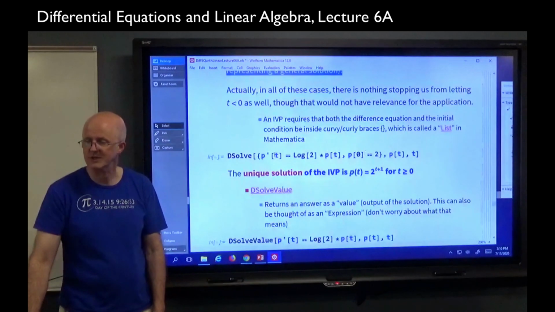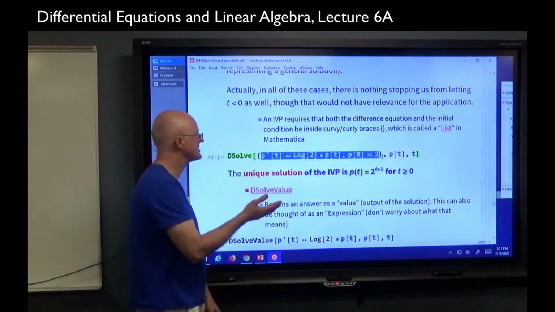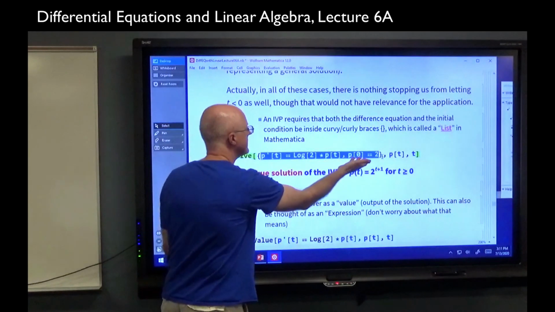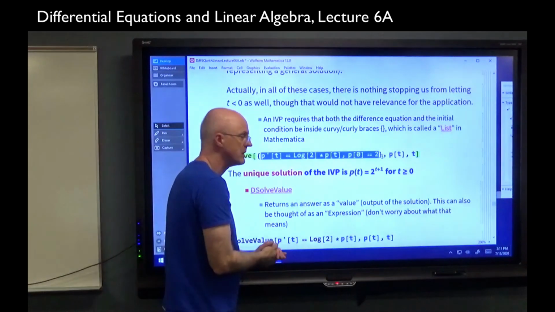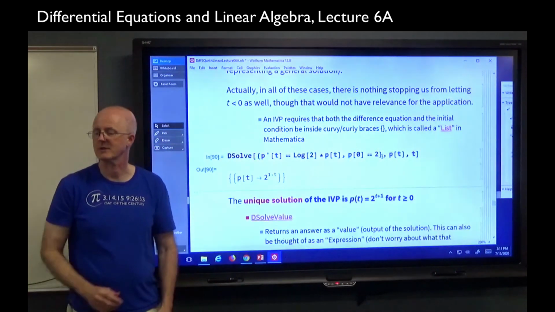We can once again do initial value problems. Notice I put 2 equations in here, once again with double equal signs. The differential equation here, the initial condition here, separated by a comma, inside curly braces. That finds the unique solution of the initial value problem.